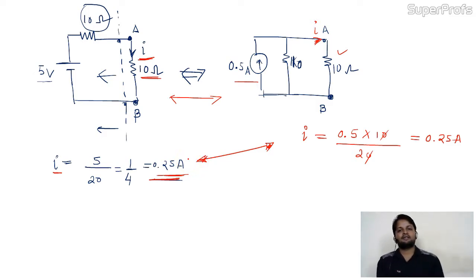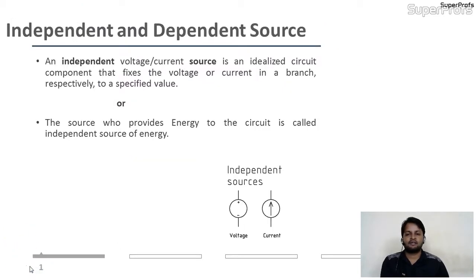Here the circuit parameters are not going to change. If the current across the element in a voltage source circuit is something, the same current will be there in the current circuit. So these are the equivalent circuits. Fine. Come to the next one.